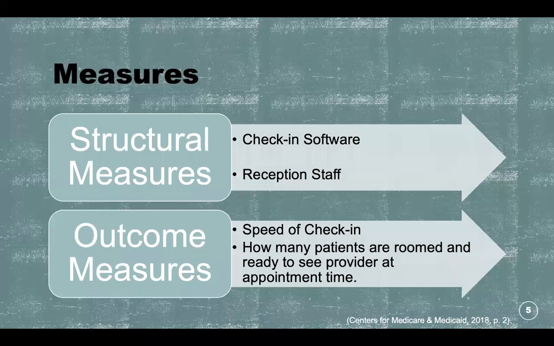Process and outcome measures. Structural or process measures are used to assess infrastructure of capacity, systems, and processes. In this instance, the structural measurement is on the check-in process and the implementation of the new software, as well as the reception staff's role in this outcome. Outcome measures will include the speed of each patient check-in, as well as the percent of patients roomed and ready to see the provider at their appointment time.